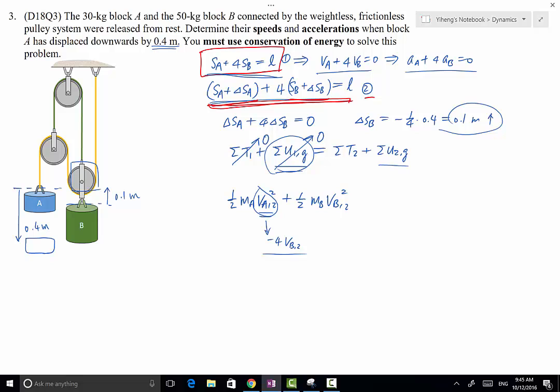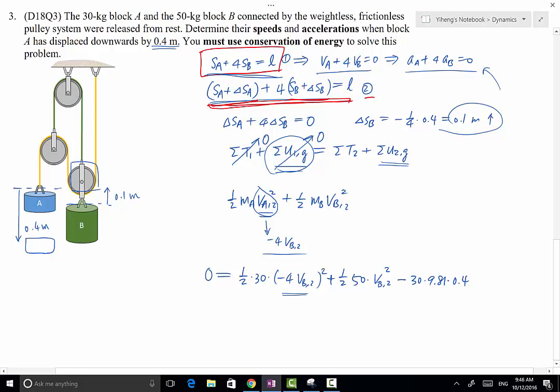So now we're ready to write the equation. On the left-hand side, we have a big 0. On the right-hand side, we have 1/2 MA, which is 30, times not VA, but negative 4 VB2, squared. We are able to do this because of our previous knowledge of dependent motion. Plus 1/2 MB, which is 50, times VB2 squared. And then for U2G for A, that's negative 30 times 9.81 times 0.4 meter, because it displaced downwards 0.4 meter from its own datum. And for block B, that is a positive 50 times 9.81 times 0.1, because it moved up by 0.1 meter.